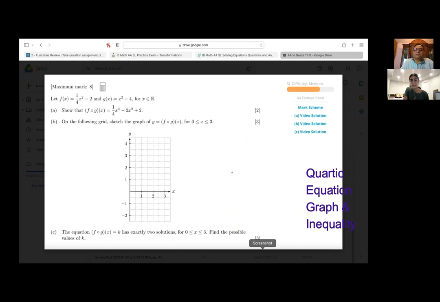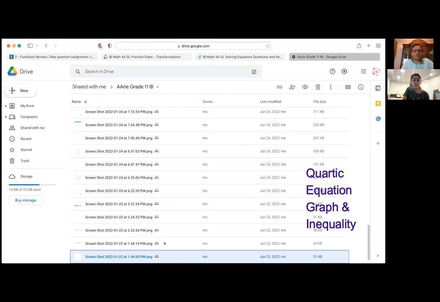Sure. Let me clear this. Is it not moving? Oops, now it is.